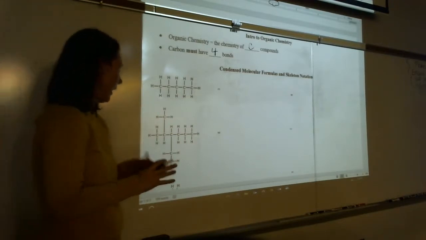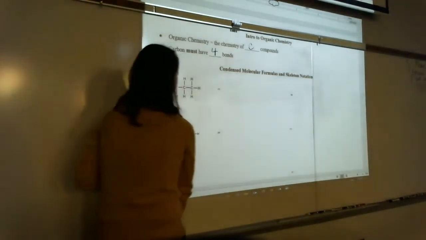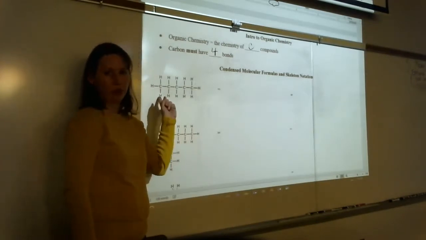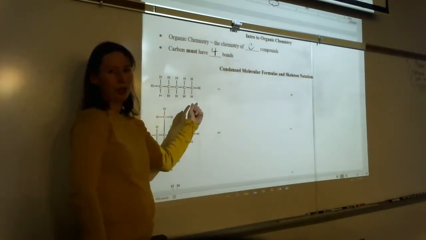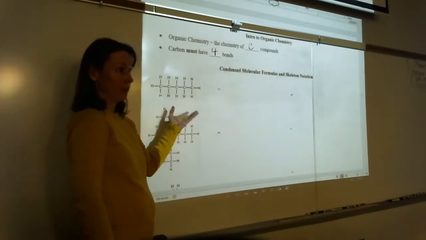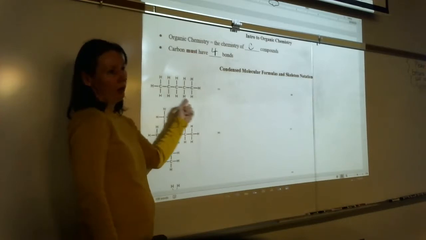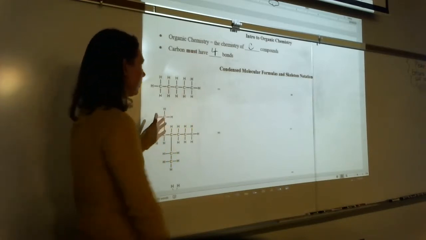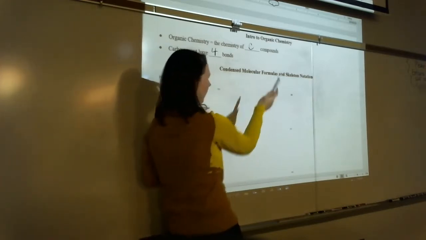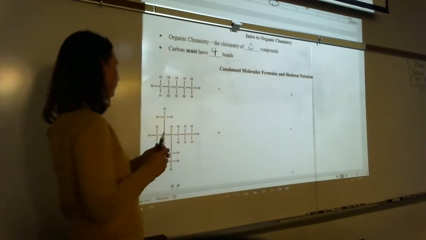So when you get to organic chem, you're going to get tired of drawing these dang Lewis structures. Because drawing out all those hydrogens for all these organic molecules can be big. And it's a real pain in the neck to have to draw all those hydrogens. So we use what's called condensed molecular formulas, and then we also use skeleton notation.